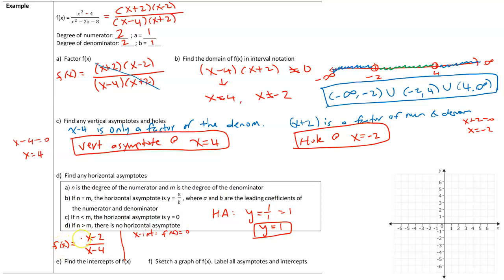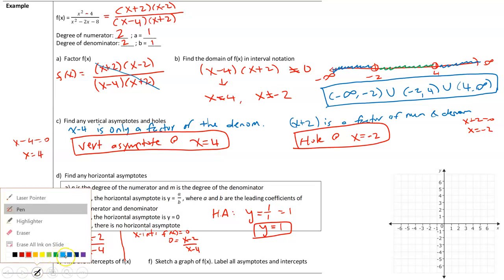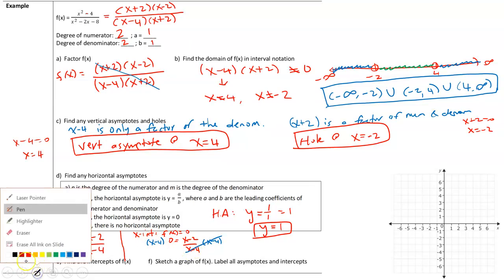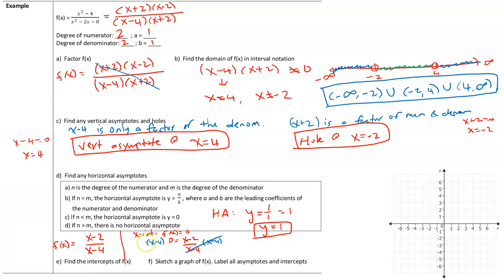So this whole left-hand side is going to be 0, which means we get 0 equals x minus 2 over x minus 4. Then we multiply both sides by x minus 4 because we want to solve for x, and there's an x minus 4 on the denominator, which we don't want. So these are going to cross out, and we know that 0 times anything is going to be 0.